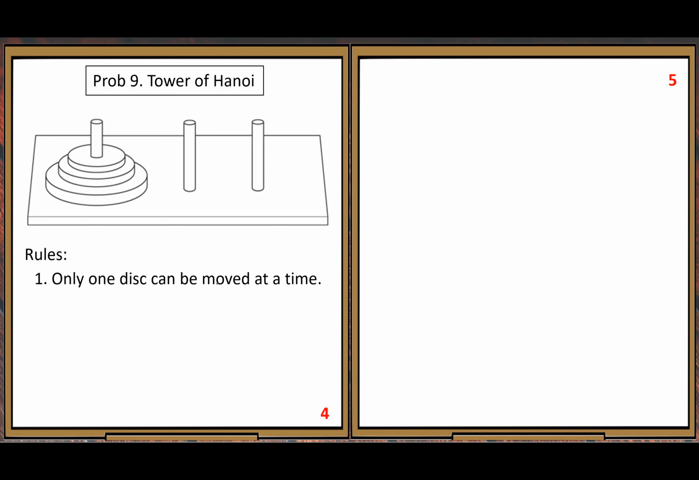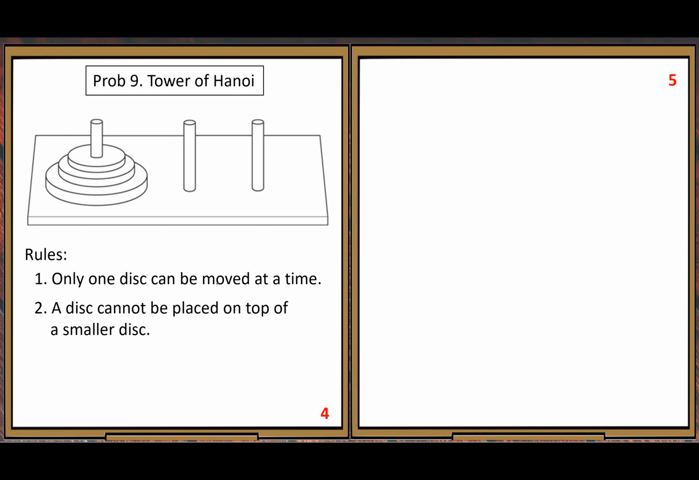First, only 1 disk can be moved at a time. Every time you can move 1 disk from one pole to another one. You have 3 poles. You can only use those 3 poles. You cannot add another pole. Only 3.